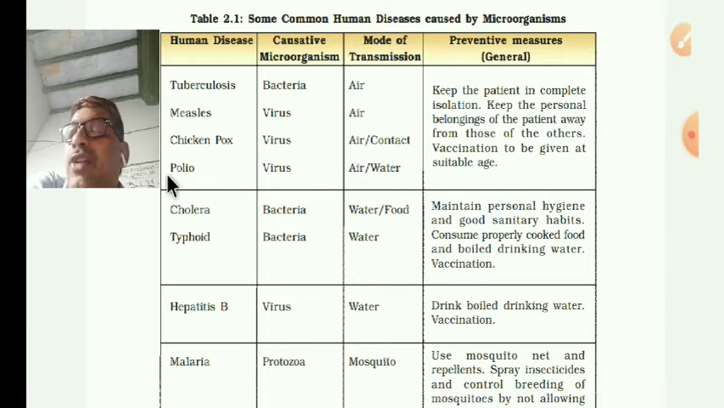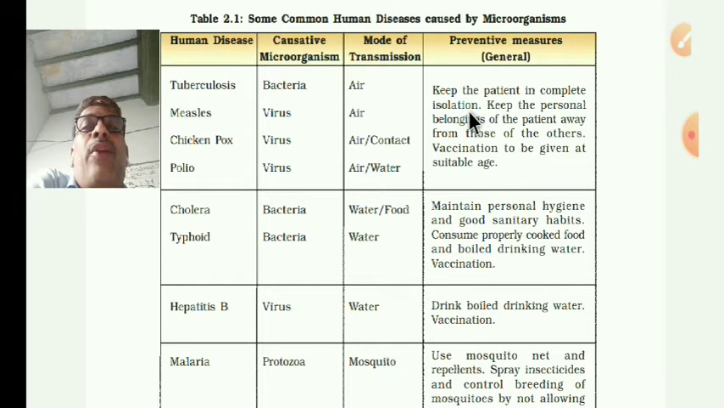And next one is polio. This causes muscle weakness resulting in inability to move, caused by a virus, and transmission is through the air and water. Okay. And what is the preventive measure? Keep the patient in complete isolation.